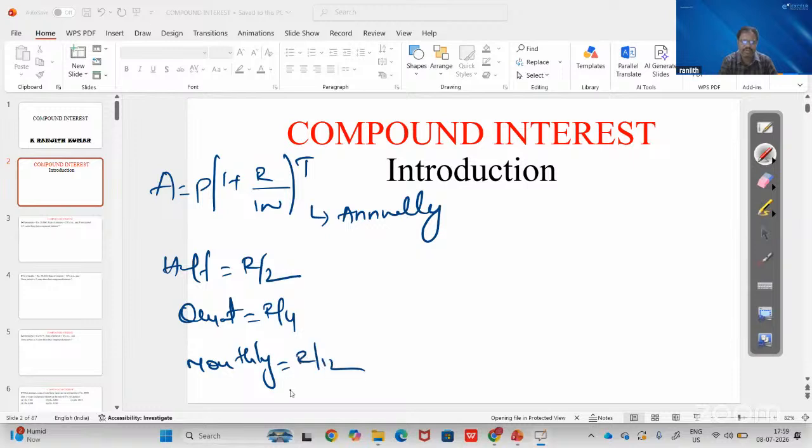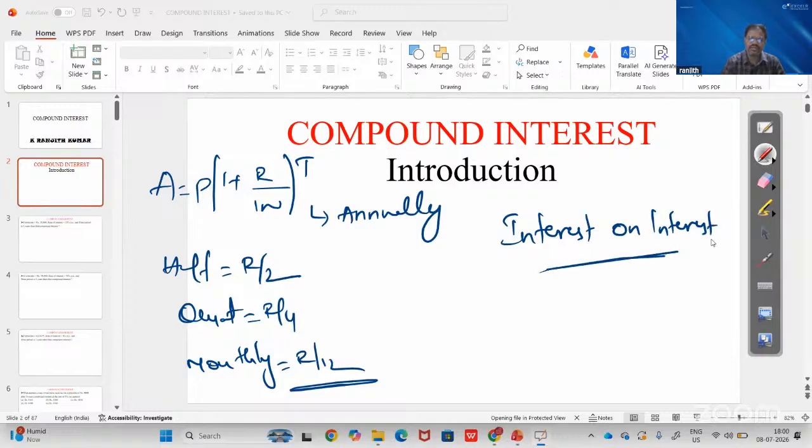And again, we are not solving any problem by using formula. So we are solving total compound interest problems also by using the percentage method. So compound interest is nothing but interest on interest. Okay, let's see.